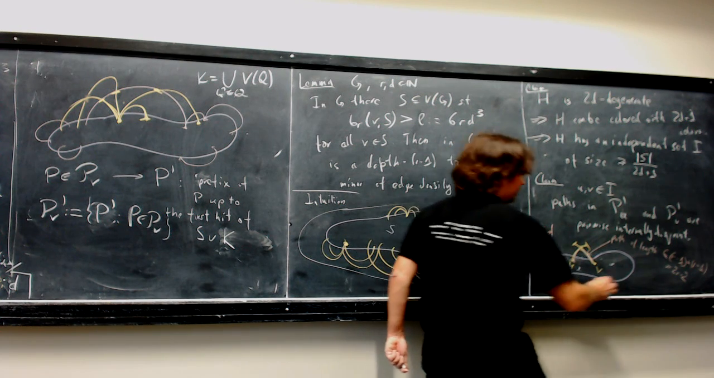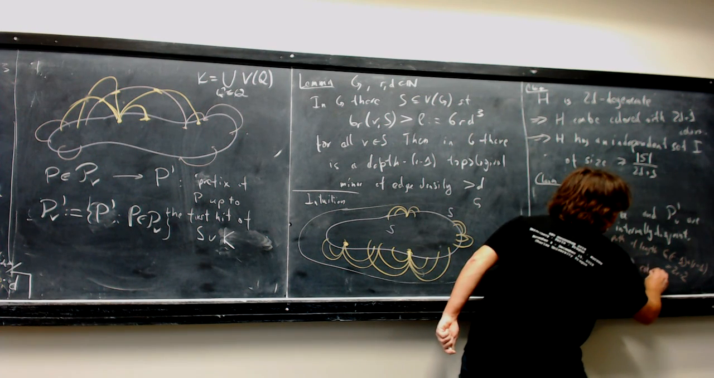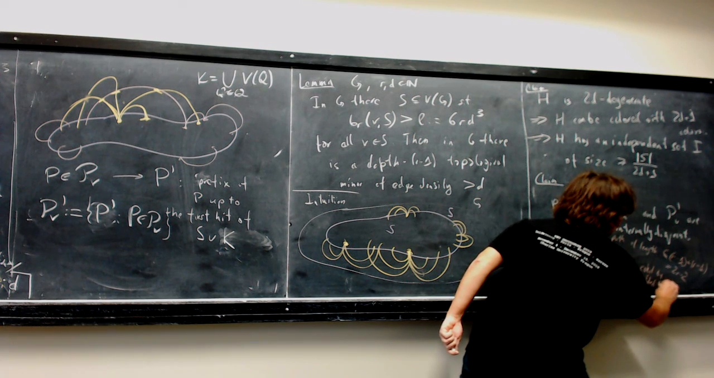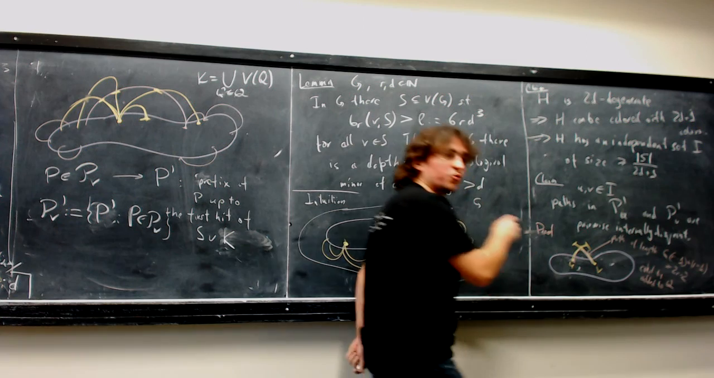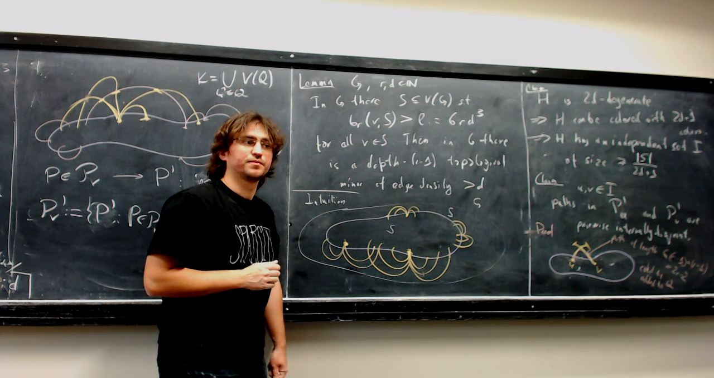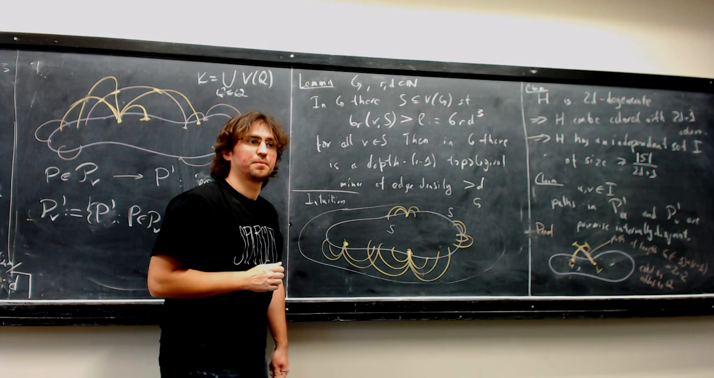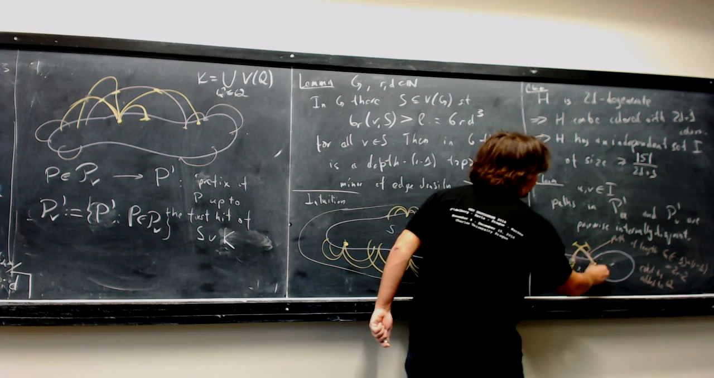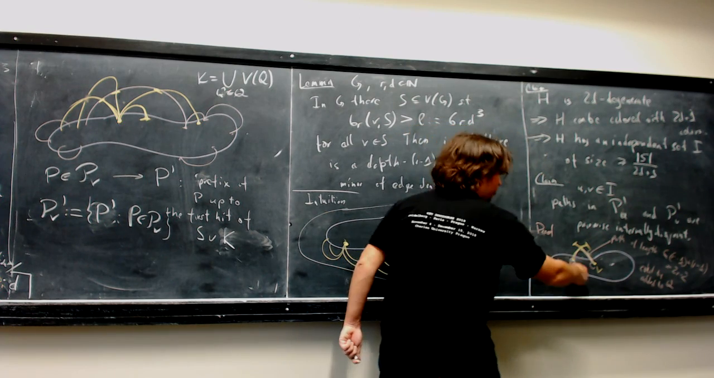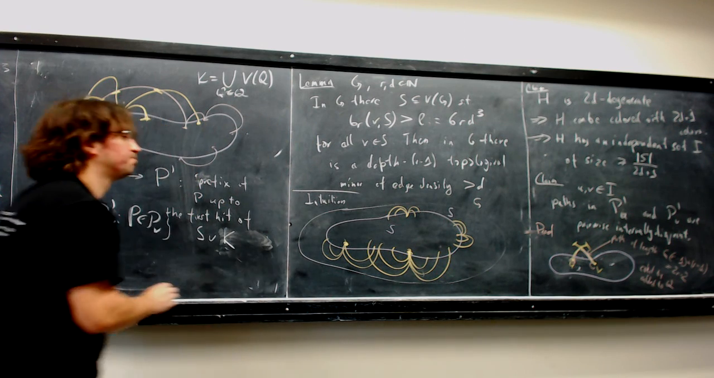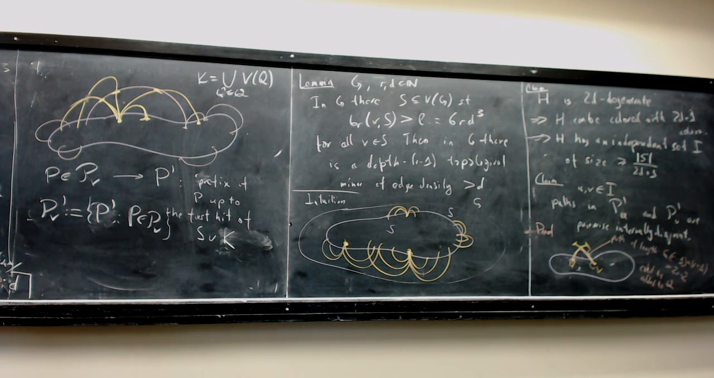That could be added to Q. So here we use the fact that Q was chosen to be maximal. And here we also use the fact that U and V are from the independent set to say that there was no path between U and V already. Good.